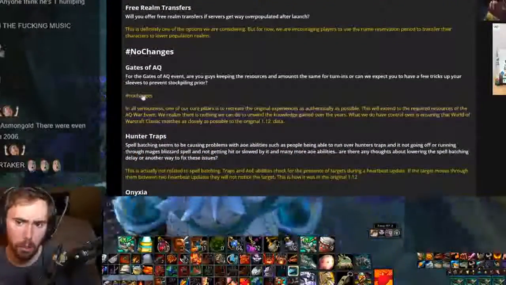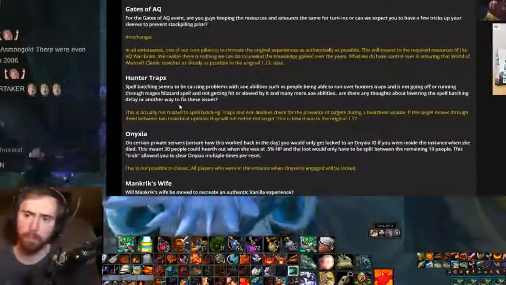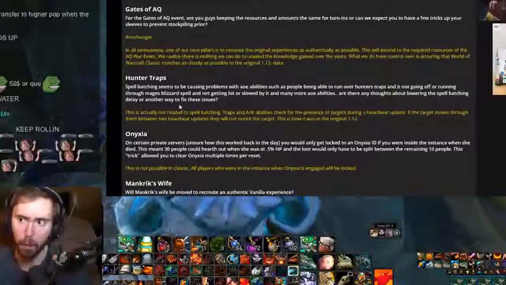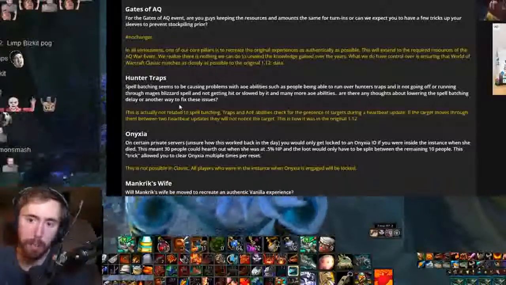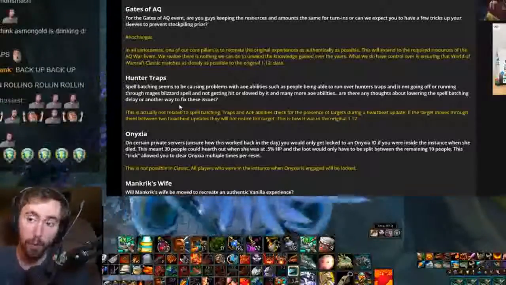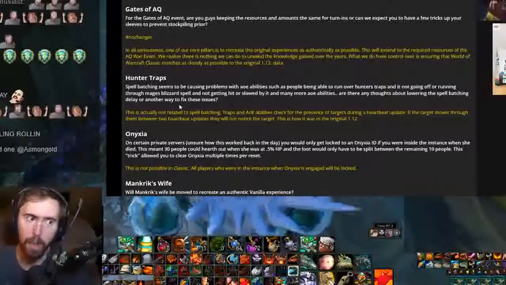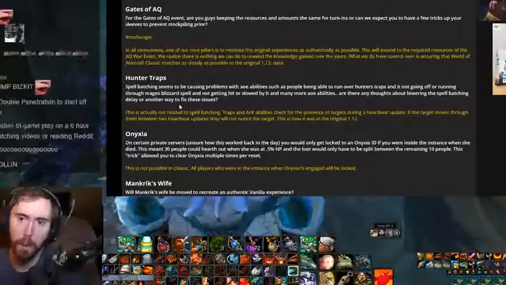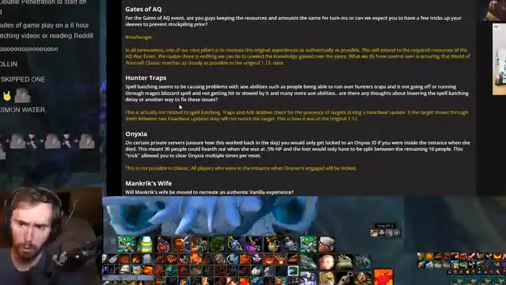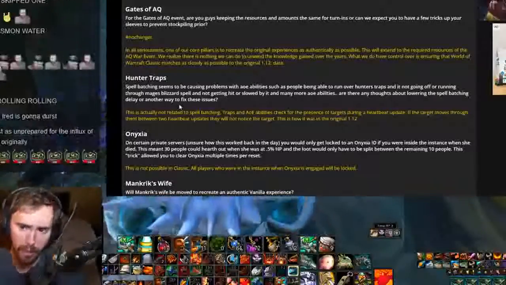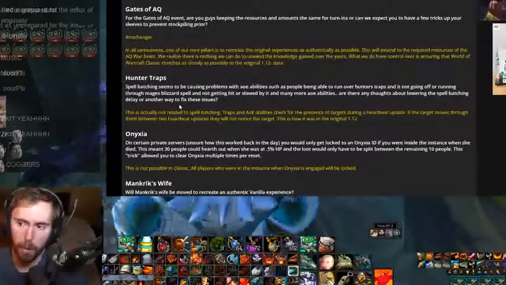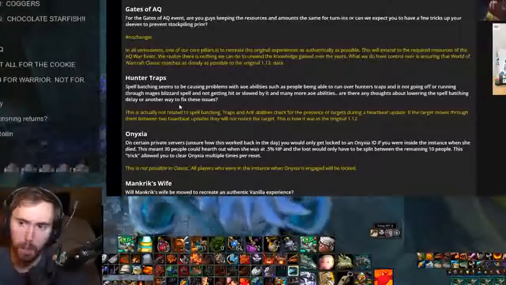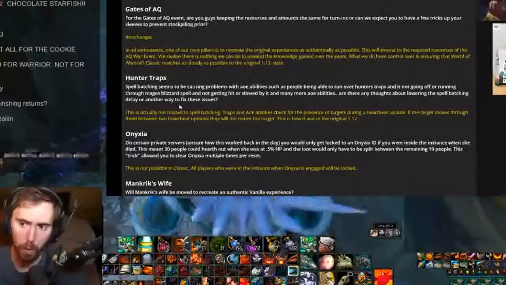This is one we already answered here. Hunter traps. Spell batching seems to be causing problems with AoE abilities, such as people being able to run over Hunter's traps and it not going off, or running through Mage's Blizzard spell and not getting hit or slowed by it, and many more AoE abilities. This is actually a good thing that they've done. I really like this. Are there any thoughts about lowering the spell batching delay or another way to fix these issues? This is actually not related to spell batching. Traps and AoE abilities check for the presence of targets during the heartbeat update. If the target moves through them during the 2 heartbeat updates, they will not notice the target. This is how it was in the original 1.2.